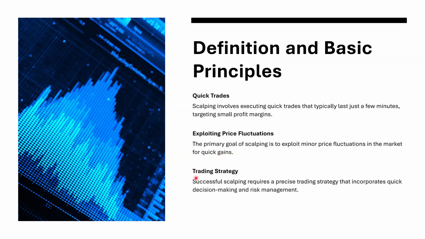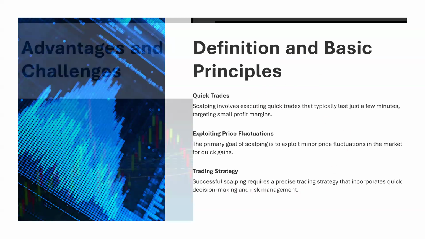So what is the trading strategy that we want to be using? Successful scalping requires a precise trading strategy that incorporates quick decision making and risk management. You can't just be scalping without any precision. If you come into the market and just see that the price is moving and quickly jump into it, what if it is preparing to just take liquidity and reverse? So you've got to be very, very careful. You have to have a precise trading strategy that incorporates quick decision making and proper risk management. That's very essential. These are the definitions and basic principles you have to adhere to.